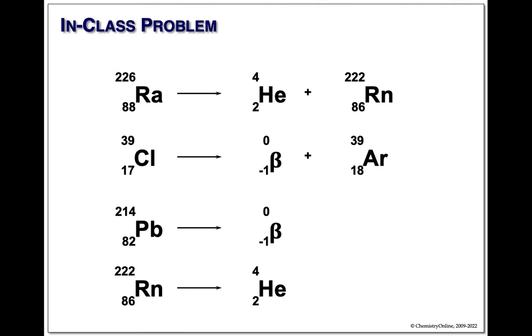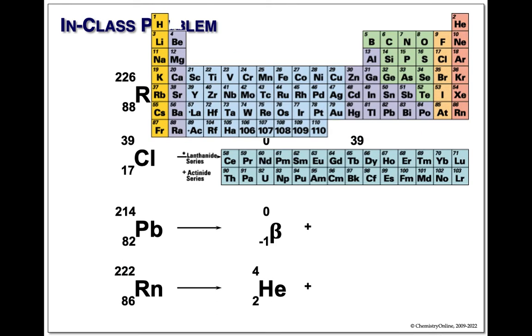Lead-214 loses a beta particle. It's beta, so the mass number is the same. It's a beta particle, so the new atomic number is one more, 83. 83, let's see, where's that? Here we are back at bismuth again. So this is going to be bismuth, atomic number 83, mass number 214.